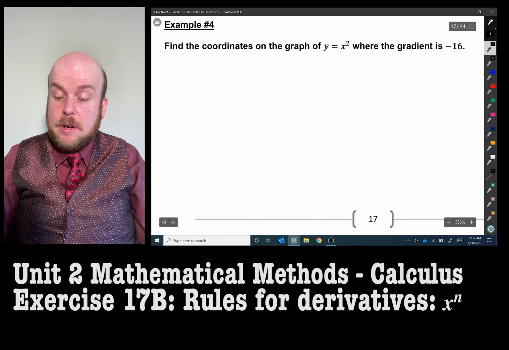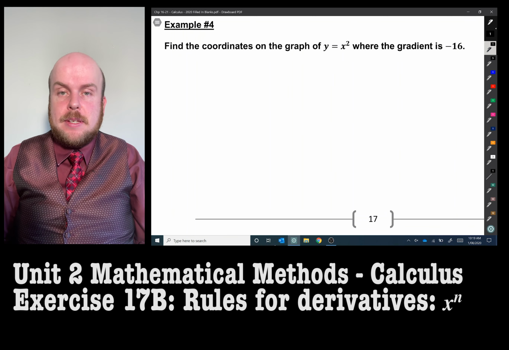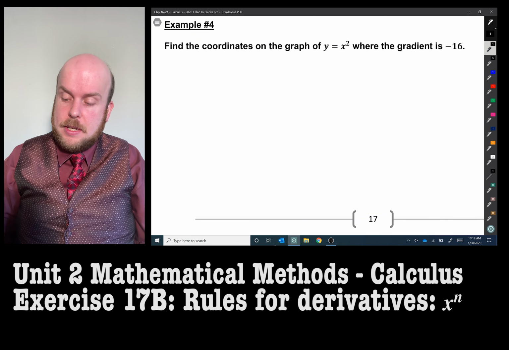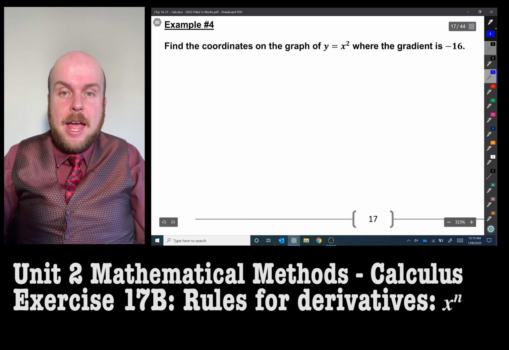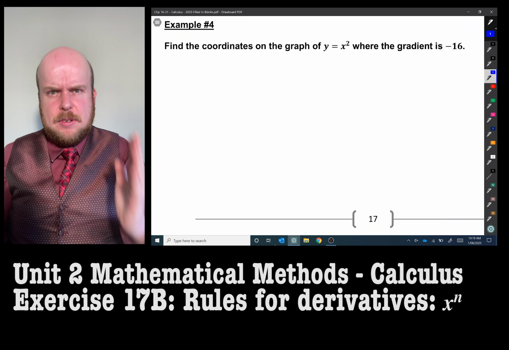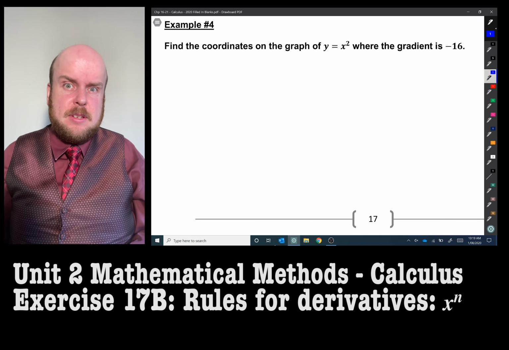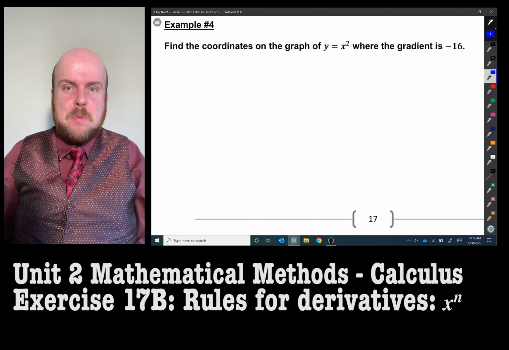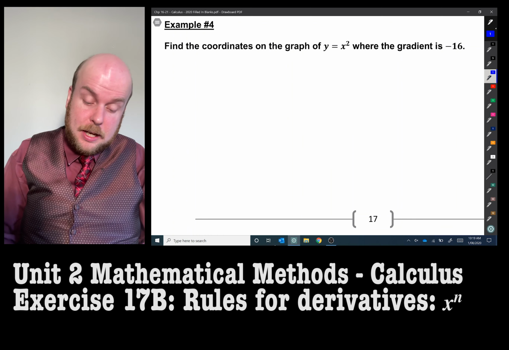Find the coordinates on the graph y equals x squared where the gradient is equal to 16. This is almost a reverse of what we did before. This time we've been given a gradient value and now we need to work out those coordinates. So, as is often the way in this topic, if you have no idea what to do, if you're struggling, if you're still not getting it, just find a derivative, because I'm sure that's pretty much the first step for most of these questions.